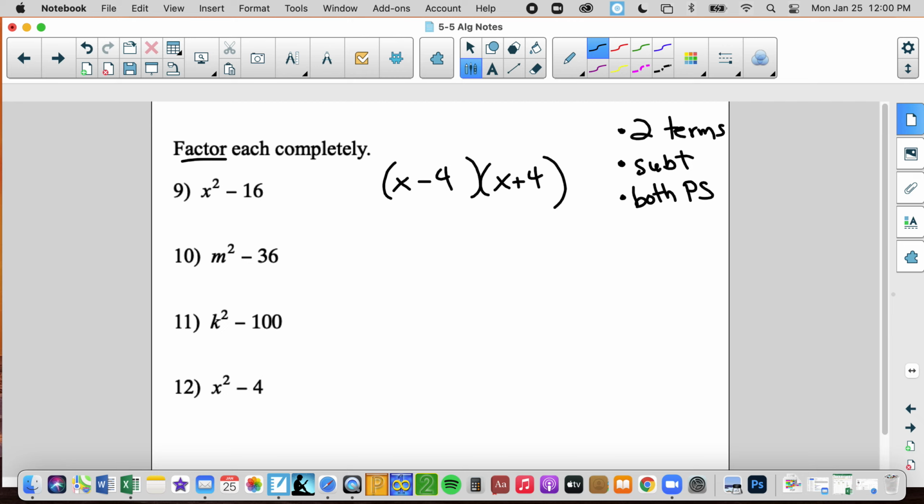All right, so let's look at this next one. Does it have two terms? Yes. Is it subtraction? Yes. Are both of the terms perfect squares? Yes. So we would write m plus 6 and m minus 6. About k squared minus 100.